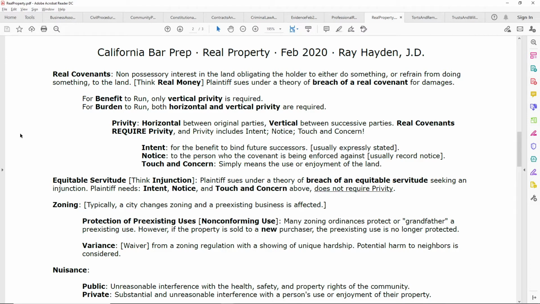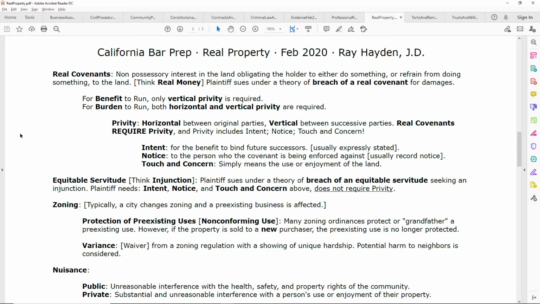Real covenants. Non-possessory interest in the land obligating the holder to either do something or refrain from doing something to the land. Think real money. Plaintiff sues under a theory of breach of real covenant for damages. For benefit to run, only vertical privity is required. For burden to run, both horizontal and vertical privity are required. Privity. Horizontal between original parties, vertical between successive parties.